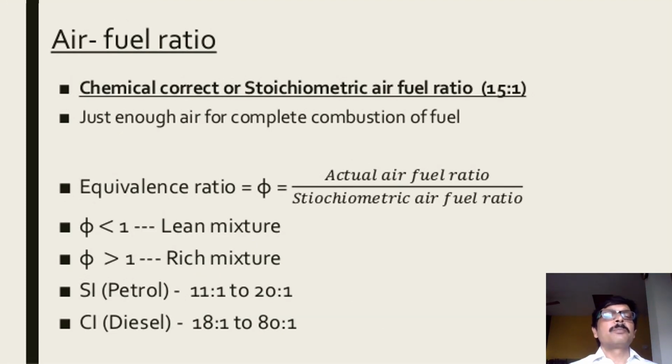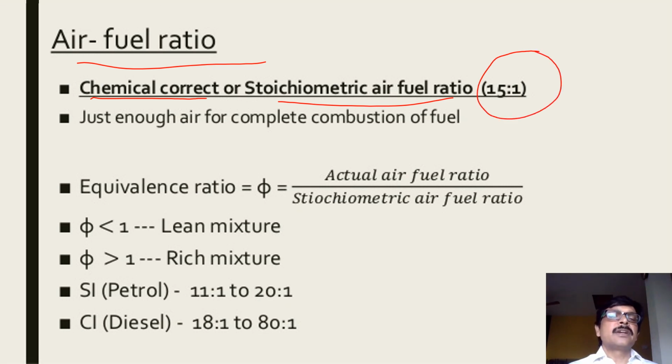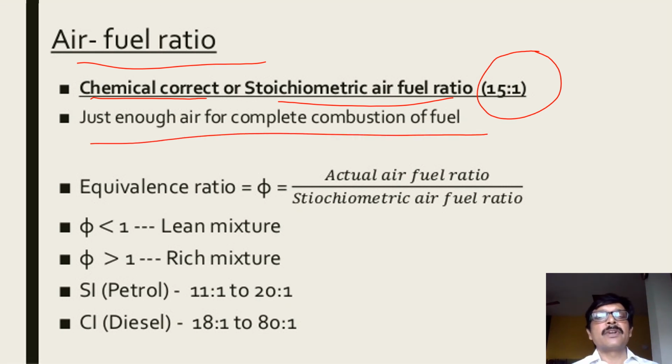The next important parameter is air fuel ratio. Another name for it is the chemically correct mixture or stoichiometric air fuel ratio. The standard chemically correct mixture is 15:1 for a petrol engine. The meaning is just enough air for complete combustion of the fuel, that is, for burning 1 kg of fuel, how much air is required.